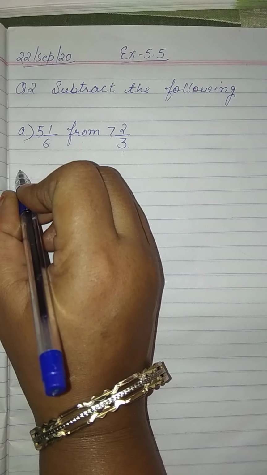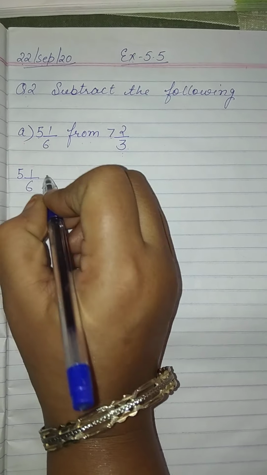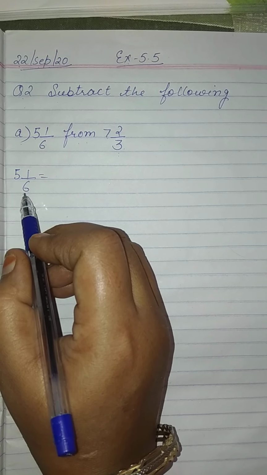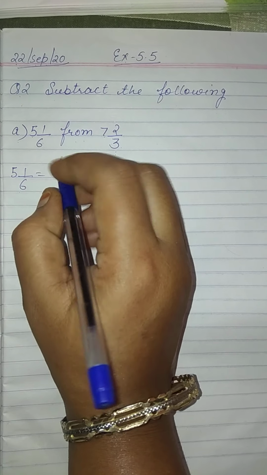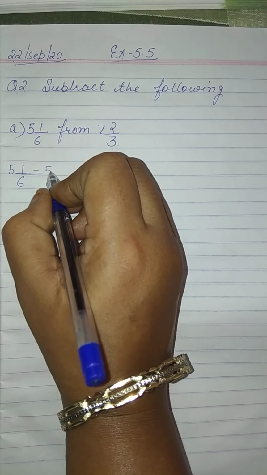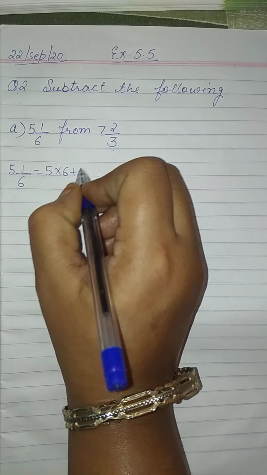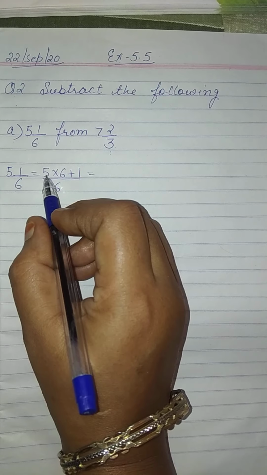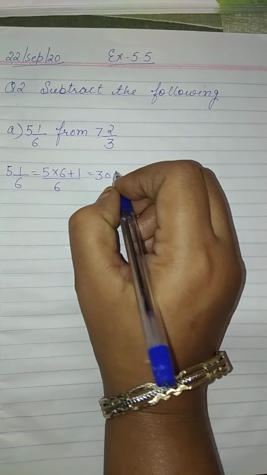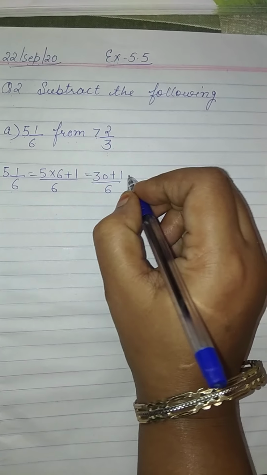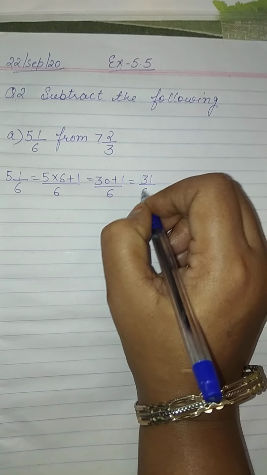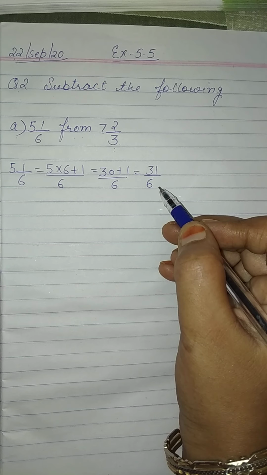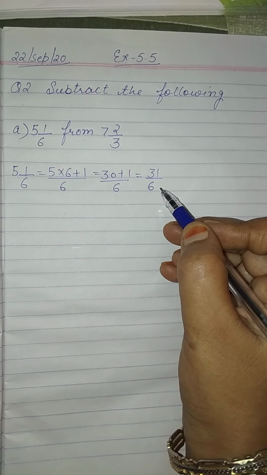First of all we will write 5 1 by 6 equals. We will convert it into improper fraction. We will write it like this: 5 multiply 6 plus 1 upon 6 equals. Now we will multiply it. 5 sixes are 30 plus 1 upon 6 is equal to 31 upon 6. Now this 5 1 by 6 has been converted into improper fraction, and what we get is 31 by 6.